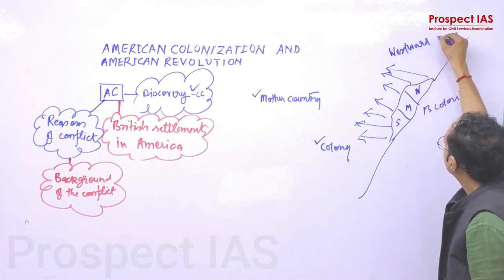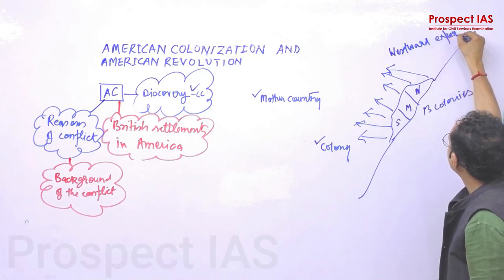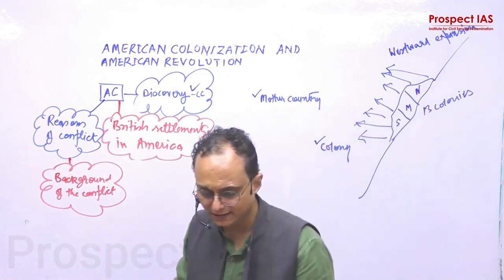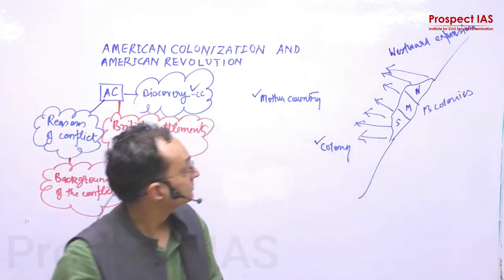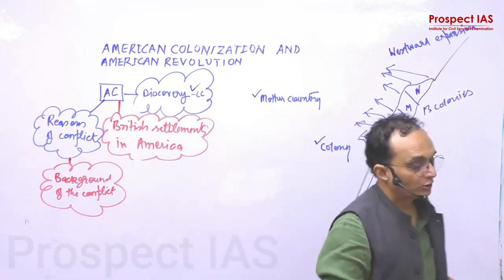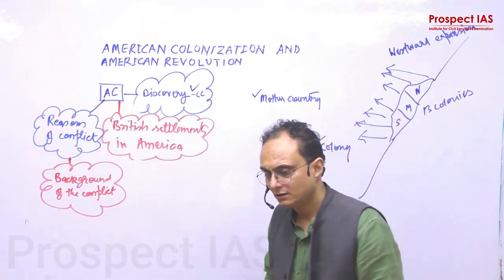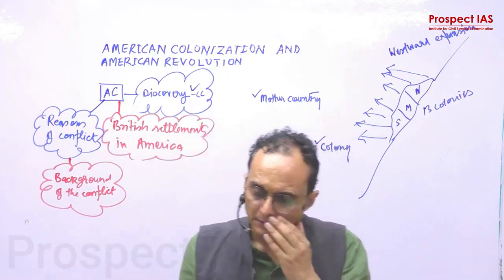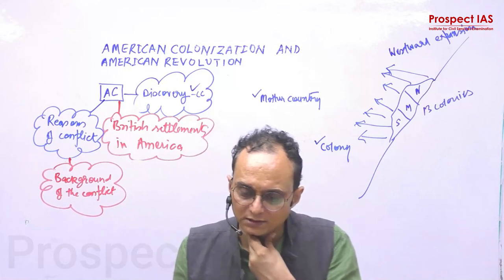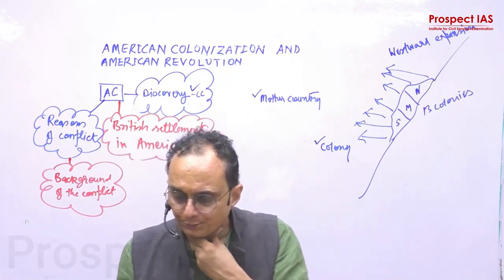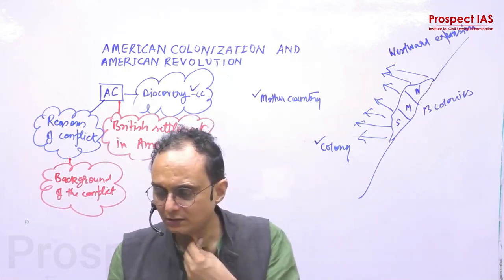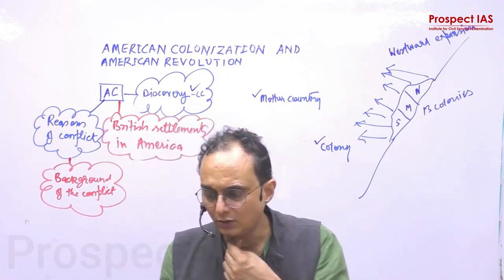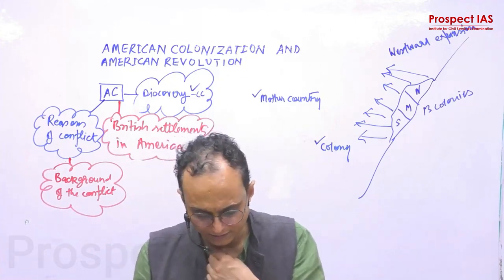लिख लो इसको तुम लोग ताकि ध्यान रहे. वेस्टवर्ड एक्सपेंशन के आगे लिख लो: possibility to expand towards the western frontiers of American continent.